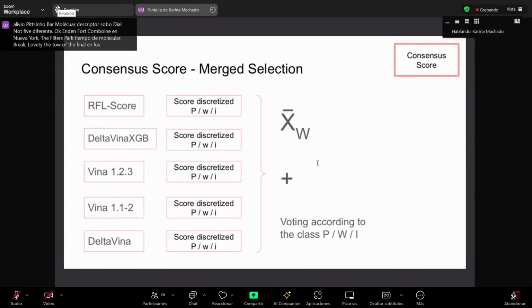And for the consensus score in the merged selection step, we needed to discretize each one of these scores. We discretized between potent, weak, and inactive. And to combine these results, these classes, we used a voting. Like a voting, if, for example, according to 3 or 4 scoring functions, the molecule was indicated as potent, it was present in our list. If it was indicated by most of the scoring functions as inactive, this was removed from our list.